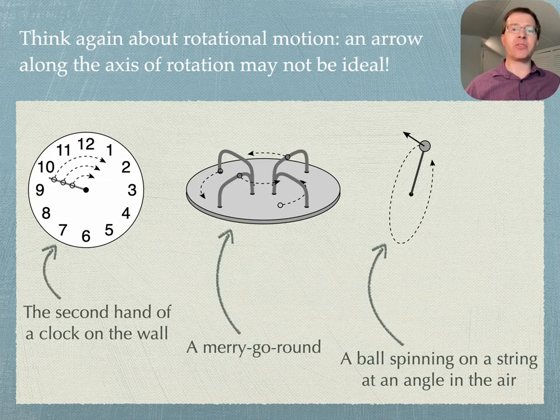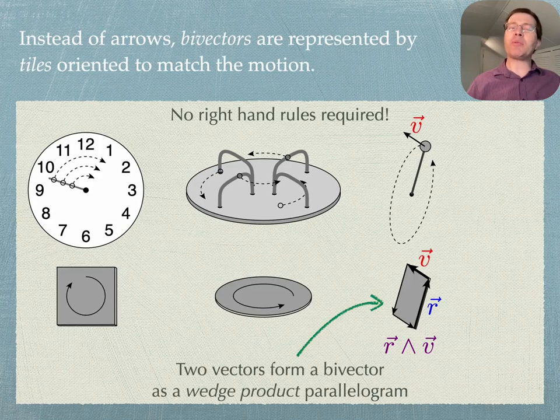What's a bivector? Let's return to our example of rotating systems. We've got our clock going clockwise on the wall. We've got our merry-go-round. We've got our mass on a string. How do these work? How do we describe these in a different way? Instead of trying to describe these things with a little vector arrow, what if instead of an imaginary arrow representing the motion, we represented it as an imaginary tile in space? Replace those arrows with tiles.